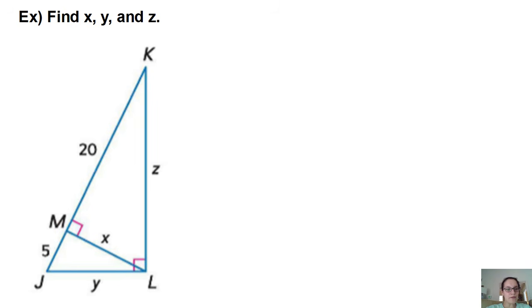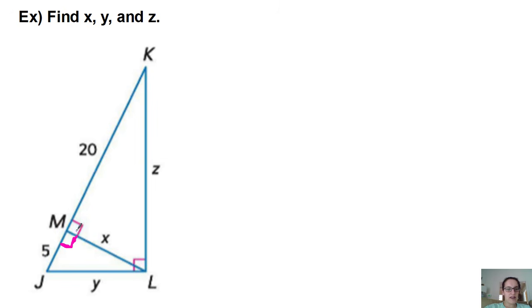All right, in this example, we are trying to find x, y, and z. If you notice, we have the big right triangle, triangle KJL. We have this second right triangle, KML. And then we have a third right triangle, JML. So we have three right triangles in this one situation. First off, if angle KML is a right angle, then JML is also going to be a right angle. So I'm just going to go ahead and draw in a little pink right angle box.